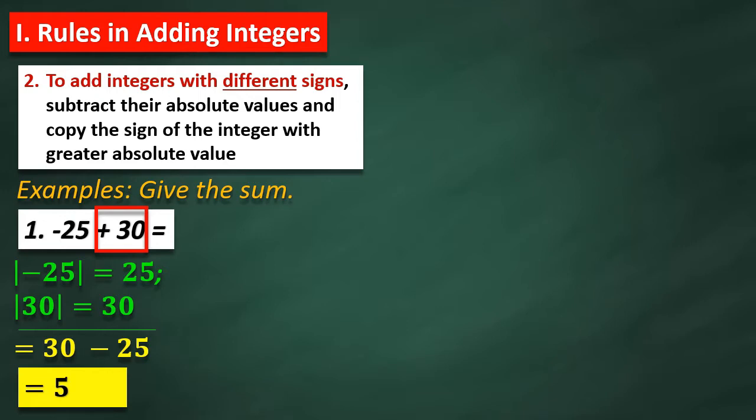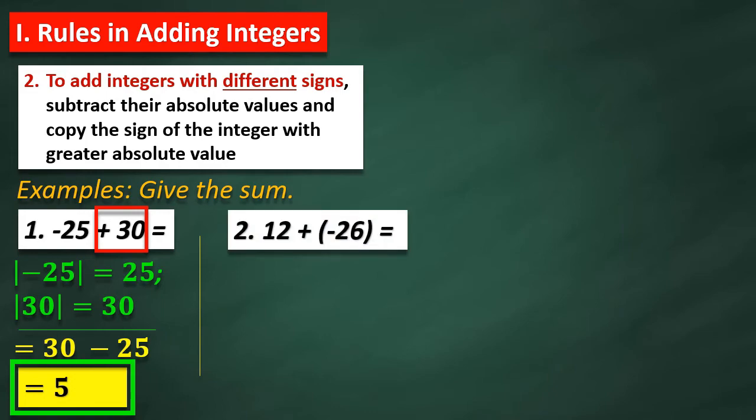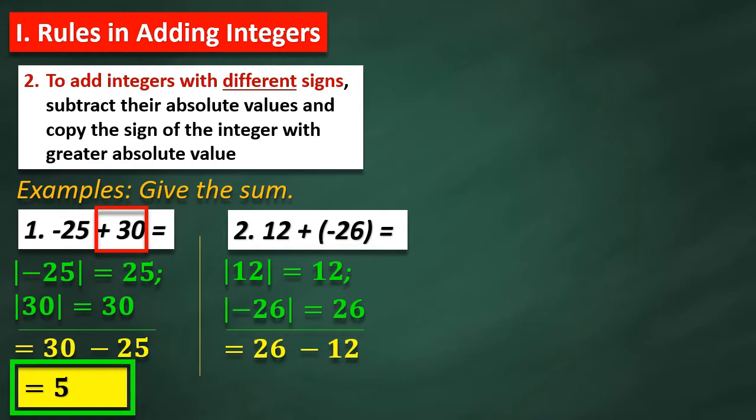For our second example, we have 12 plus negative 26. Let us find first their absolute values. The absolute value of 12 is equal to 12. And for negative 26, it is equal to 26. Then, we subtract their absolute values. It becomes 26 minus 12. The difference is equal to 14.